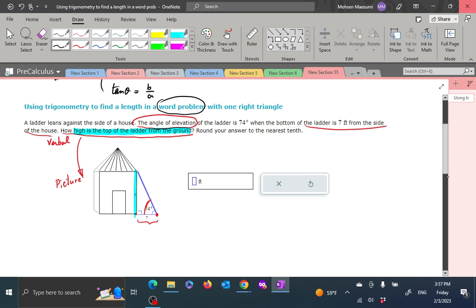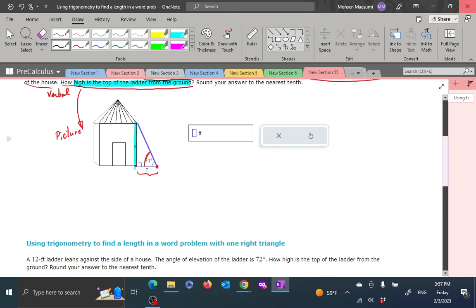Once we have the picture, we can isolate it and just throw away the house and everything. And now we have something to work with. Like we came to the mathematical side, that here I know this is 74 degrees and this is my side from the ladder to the house, and what we are after is this, if you want to call it X or H or whatever.